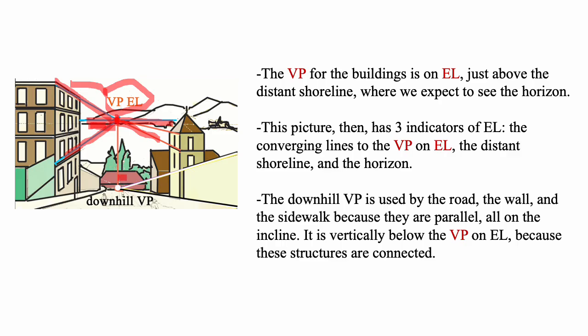Now the downhill vanishing point, where everything on the incline converges, so the wall here and the sidewalk all converge to the downhill vanishing point, which is vertically below the vanishing point on eye level because these structures are connected.